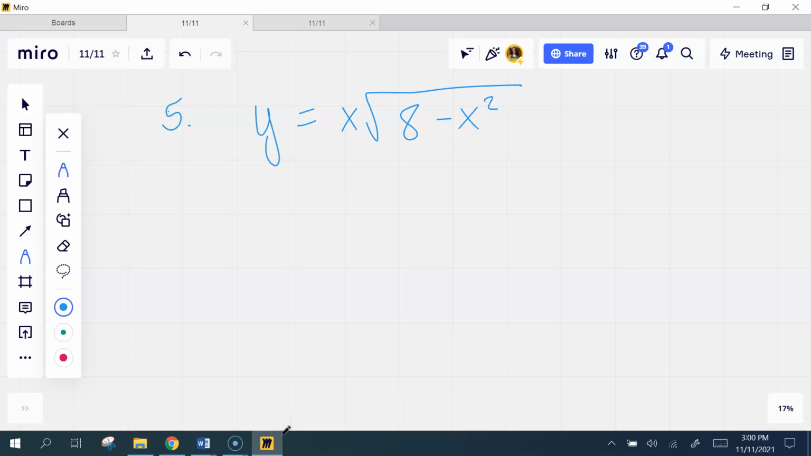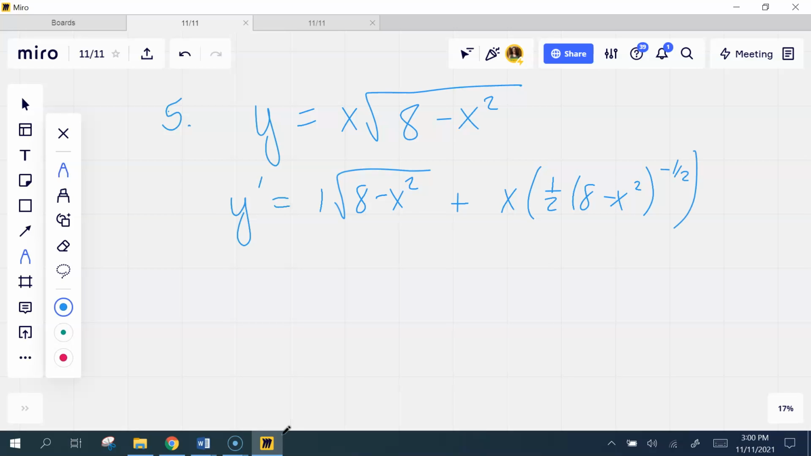This is the one we started. So we're doing the first derivative test on it. I'm going to find the first derivative. We're still going to go through all of that. So, derivative of the first times the second, plus the first times the derivative of the second: 1/2 times (8 minus x squared) to the negative 1/2, and of course the chain rule on that, which would be negative 2x.